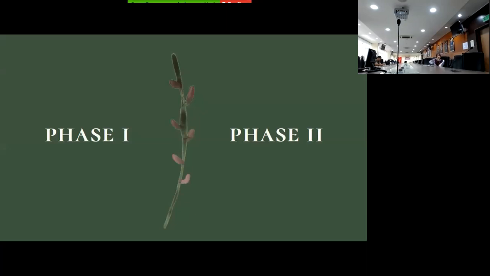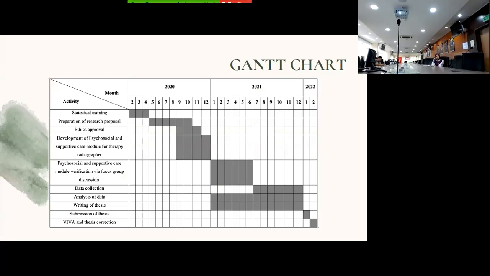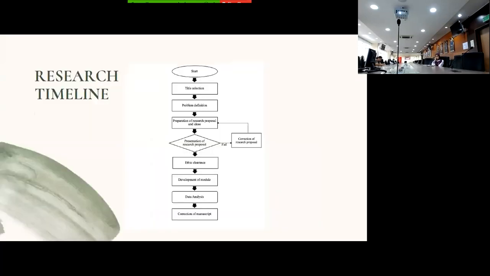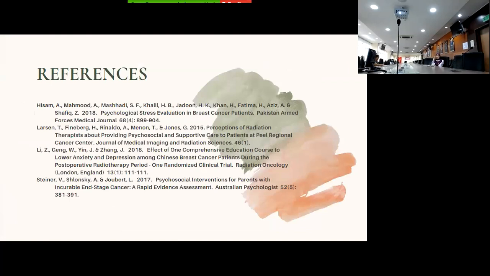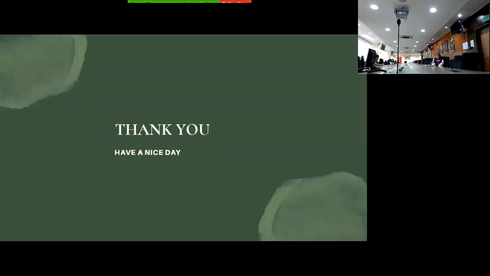So for phase 1, this is for the method analysis. For phase 1, we will do the content analysis, and for phase 2, we will do focus group discussion using the CODTIS. So this is my Gantt chart, research timeline. So now reference and then the research flow.